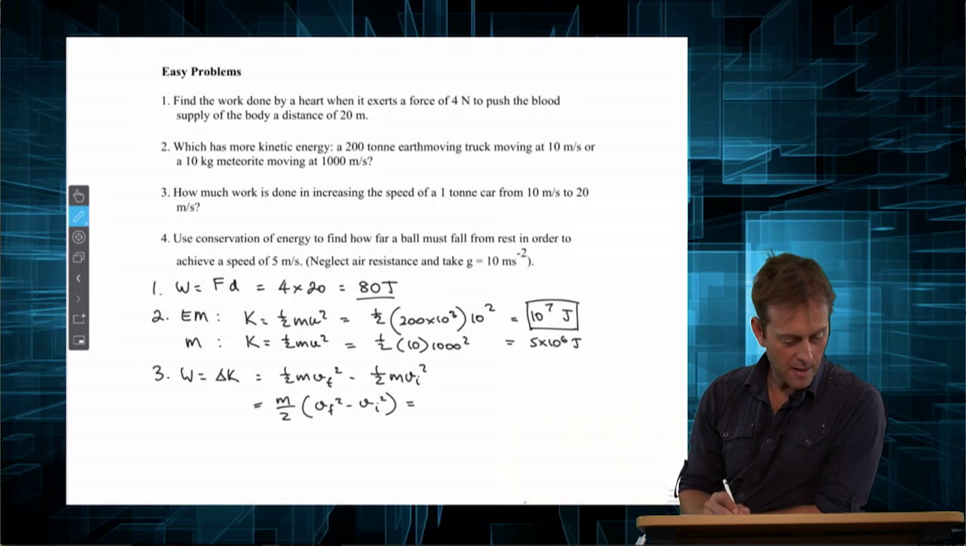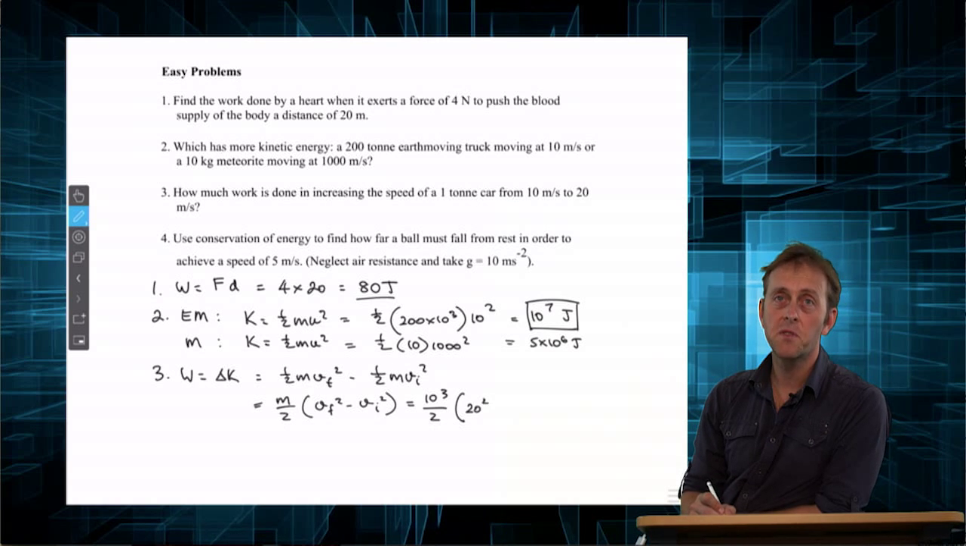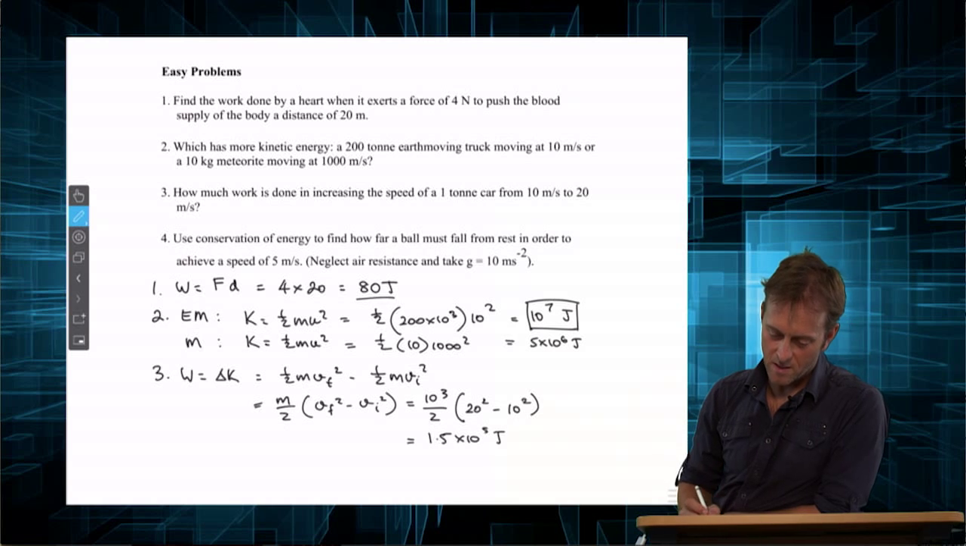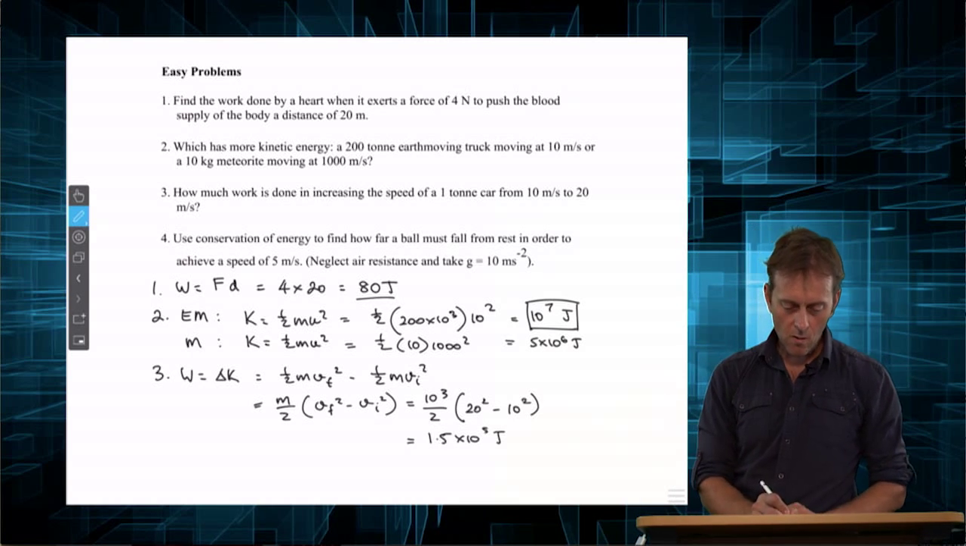Put in some values for that now. The mass was 10 to the 3, 1 ton, divided by 2. Outside of the velocities, which is 20 squared. Make sure they're in meters per second, guys, not kilometers per hour. It doesn't work out. Minus 10 squared. And that answer is 1.5 by 10 to the 5 joules, which is an order of magnitude less than that little meteorite.